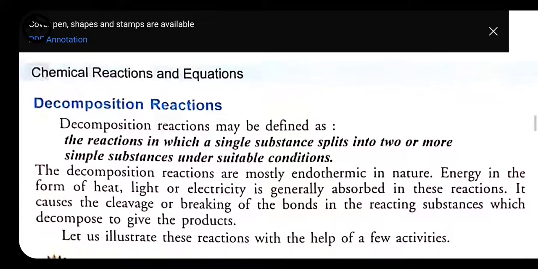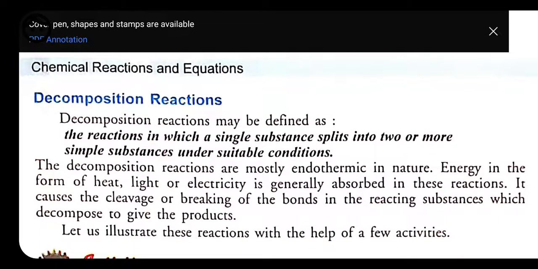Next, we have the decomposition reaction. What do we mean by decomposition reaction? Decomposition means splitting of any substance. If anything decomposes into smaller pieces, it is called a decomposition reaction. This is just the opposite of combination: combination means addition, and decomposition means breaking of a substance. Because the breaking of the substance takes place, on the reactant side we have only one reactant, and this one reactant is split into two or more simpler substances.